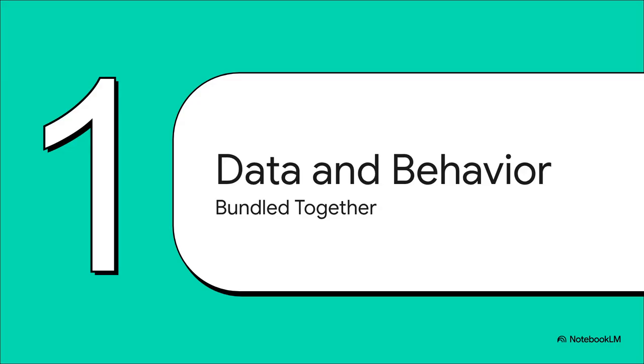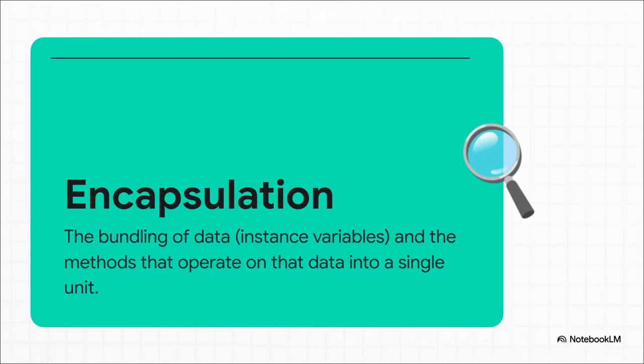Okay, section 1. Data and behavior bundled. So how do we take that black box idea and actually use it in our code? Well, it all starts with this idea of packaging two things together, the data itself and the actions you can perform on that data. And that brings us to our star of the show, encapsulation. At its core, it's about bundling an object's data, what it knows, with its methods, what it can do. They're fused together, locked away in a single unit, kind of like a little pill capsule.